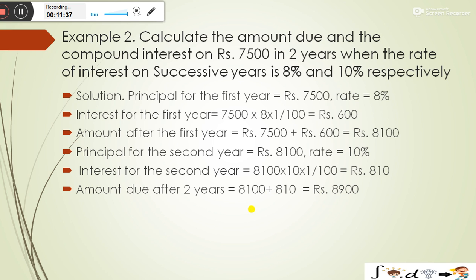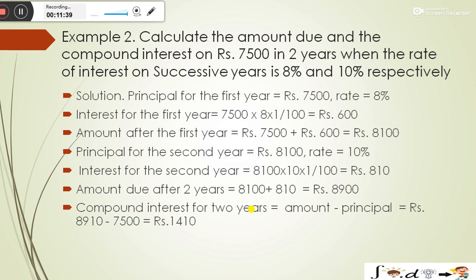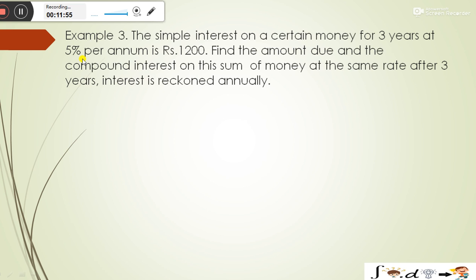I hope you understand this. And now for the compound interest, that is amount minus principal, that is 8,910 minus 7,500, that is equal to rupees 1,410. Is it clear? Yes.